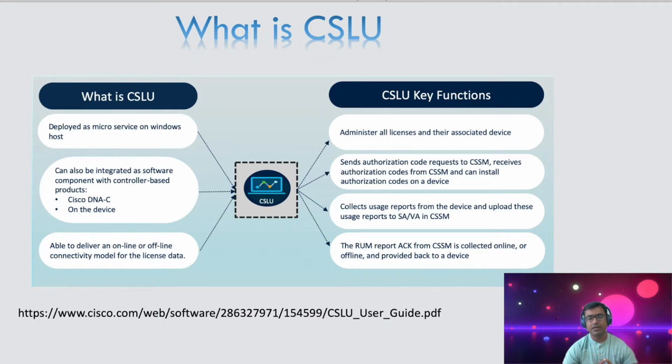Key functionality: it sends authorization code requests, receives the auth code from CSSM, and can install this auth code on devices, depending on how CSLU is talking to devices. It collects usage, so it has a pull model also. In the push model, it can push the authorization code and other things. In the pull model, it can collect the usage report and upload this to CSSM. The RUM report is like your usage report. Basically, it is collected online or offline.